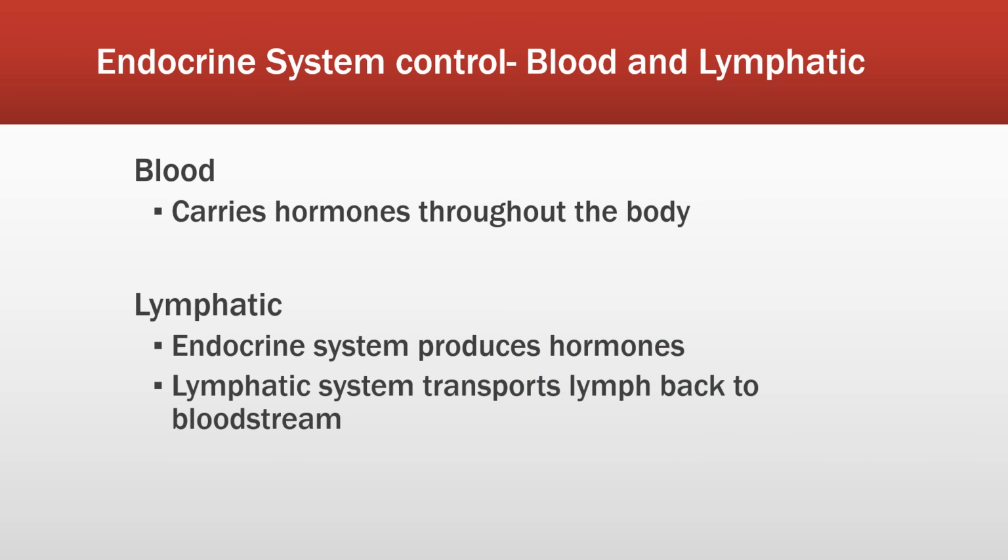The blood is responsible for transporting the hormones that are produced from the endocrine system to different parts of the body. The lymphatic system removes any excess fluid from the cells or tissue of the body and brings it back to the bloodstream to be removed.